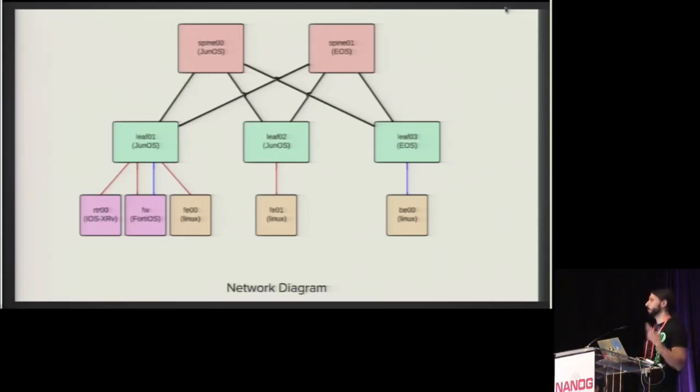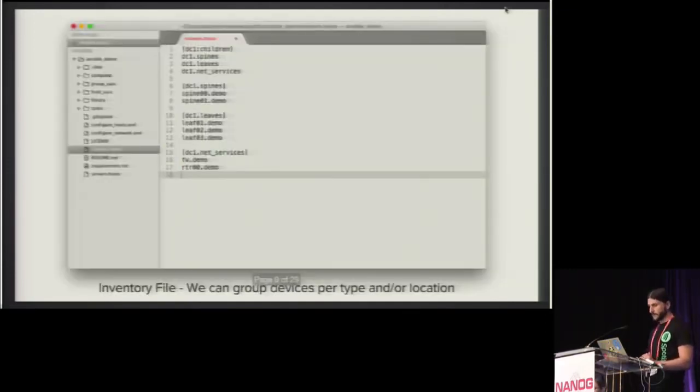Now I'm going to go through some slides about the Ansible setup. I'm going to go very quickly through them, just so you can see how we use Ansible with Napalm. This is just the inventory file. This is the data center one, which has a couple of spines, some leaves, and some network services.